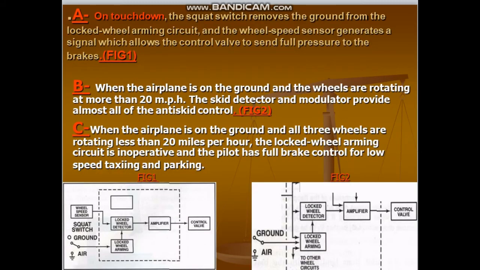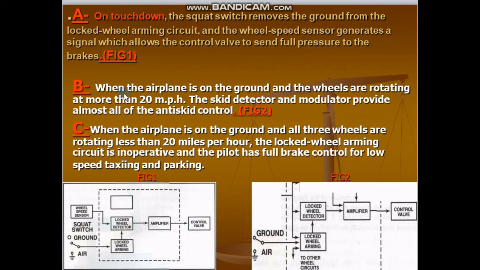What about if the aircraft is on touchdown? When the aircraft touches down, the squat switch removes the ground from the locked wheel arming circuit, and the wheel speed sensor generates a signal which allows the control valve to send full pressure to the brakes, as we see in this figure. When the squat switch senses that the aircraft is on the ground, it removes the ground, and that lets the wheel speed sensor send a signal to the locked wheel detector. From the locked wheel detector it goes to the amplifier to increase the amplitude, and after that the control valve gives full pressure to the brake.